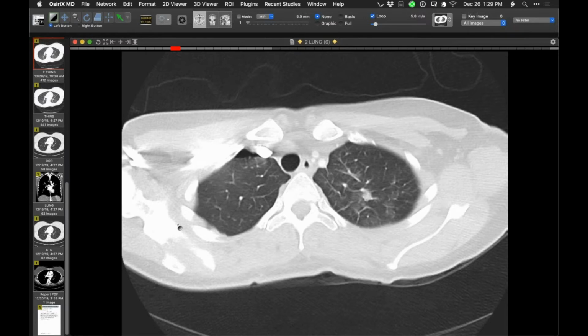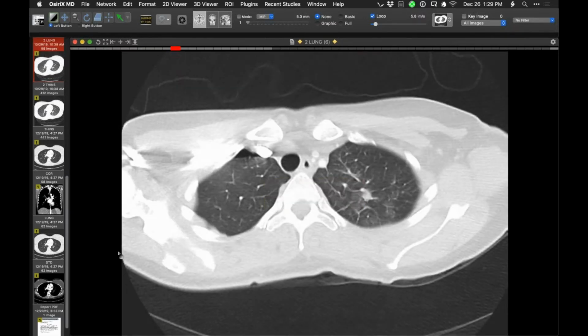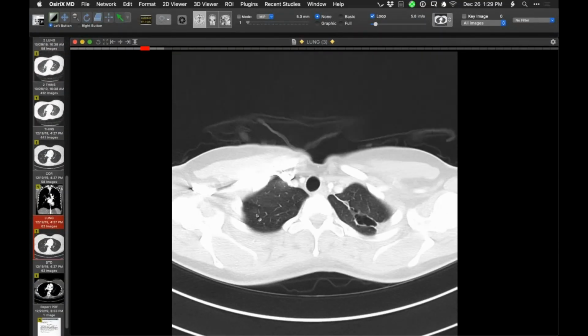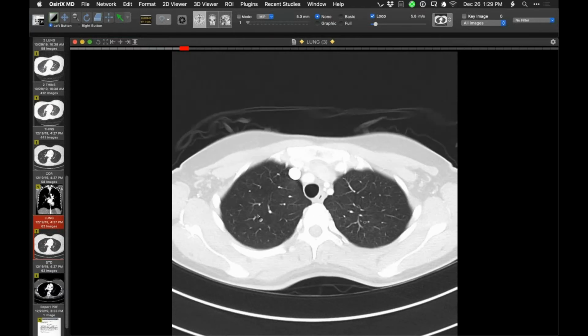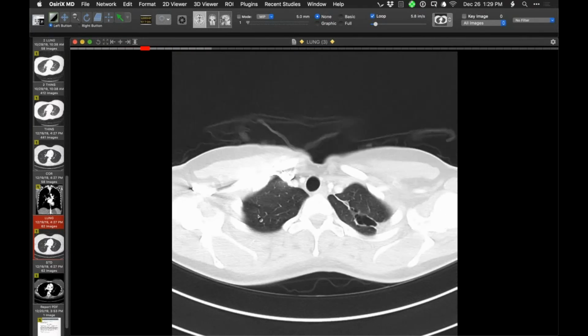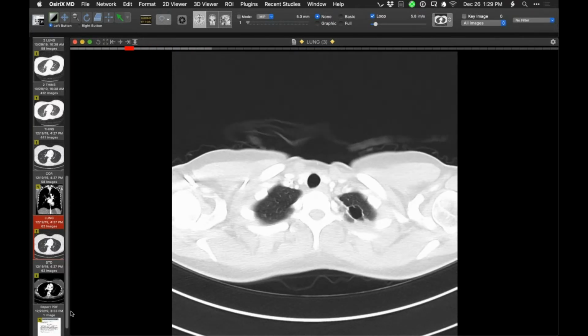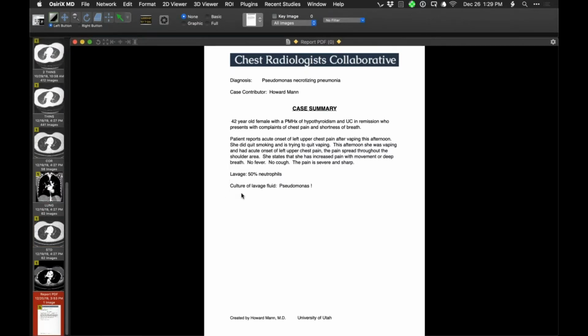So this is, let me get the time right again. So here is the 10:29 follow-up. It shows that all we have left now is a little cavitary lesion, a little cavitary space. Everything else looks great up there. And we just have that. So this is apparently, by virtue of the culture of lavage fluid, Pseudomonas. Isn't that interesting? So we have, oh, here's chest pain, vaping, chest pain up there, and that lesion, and this grew Pseudomonas.